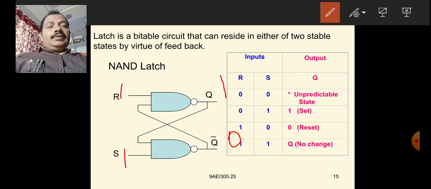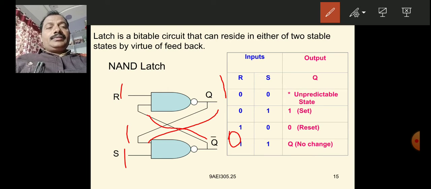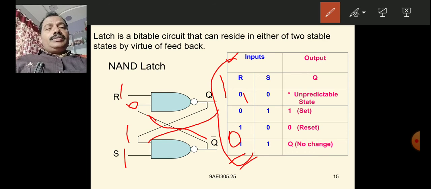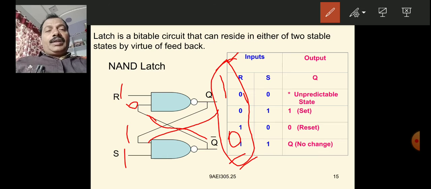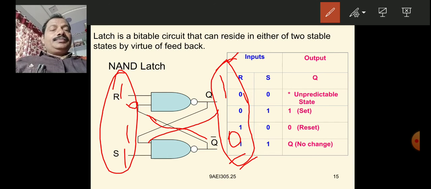Then this Q equals 1 is fed back here, that is 1. This 0 is fed back here, that is 0. So what happens? For 1 0, the output is 1 only. For 1 1, the output is 0 only. There is no change in the output. The assumed output does not change. That means the previous output does not change whenever you apply 1 1.